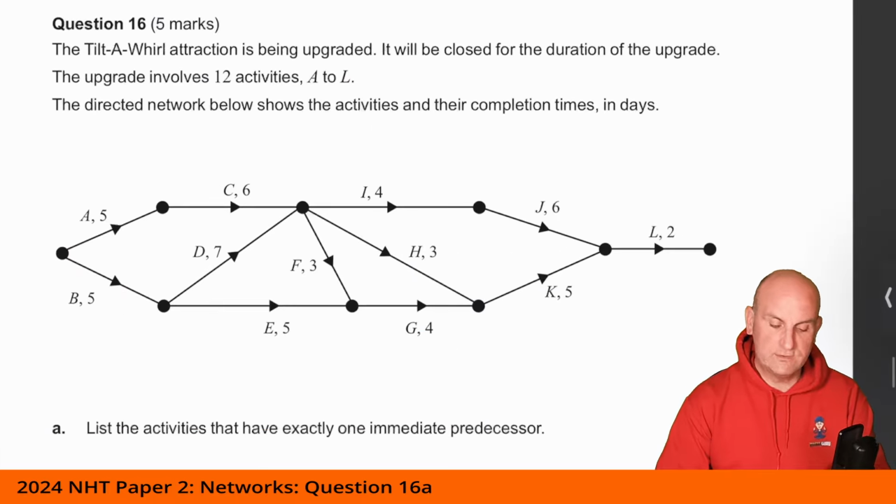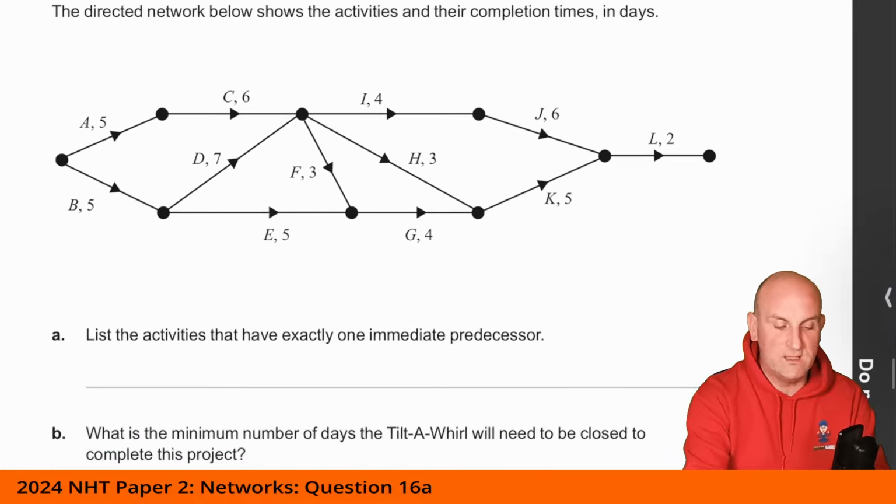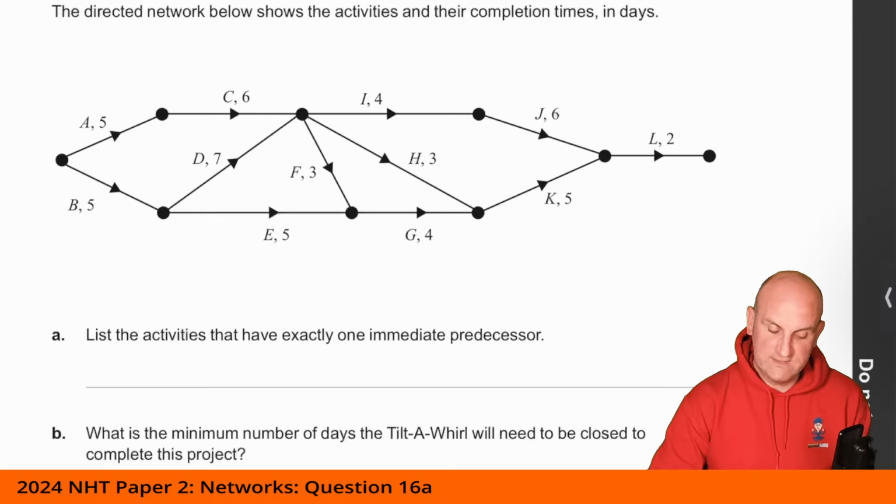All right, the tilt-a-whirl attraction is being upgraded. It'll be closed for the duration of the upgrade. The upgrade involves 12 activities A to L. The directed network below shows the activities and completion times. Oh my goodness, I'm feeling a crashing question coming along. But let's go. Right, list the activities that exactly have one immediate predecessor.